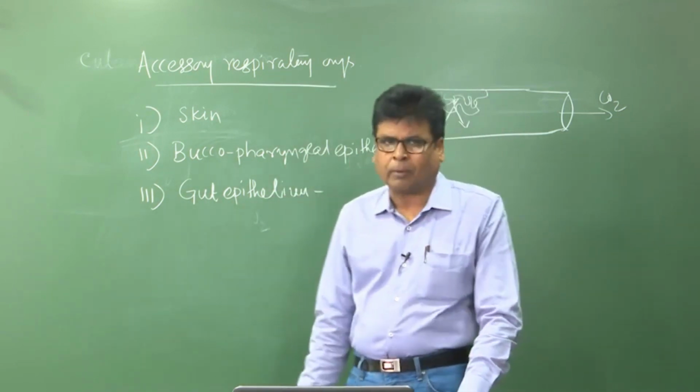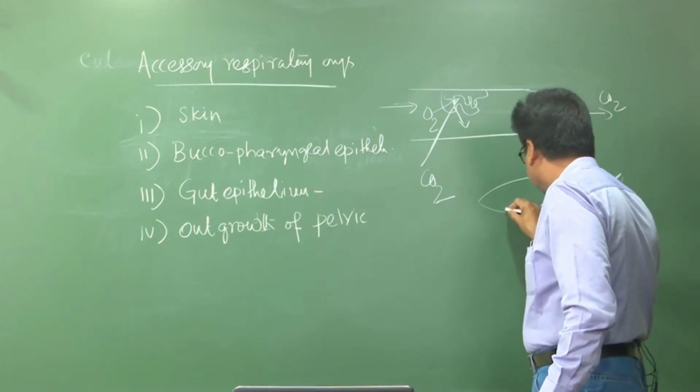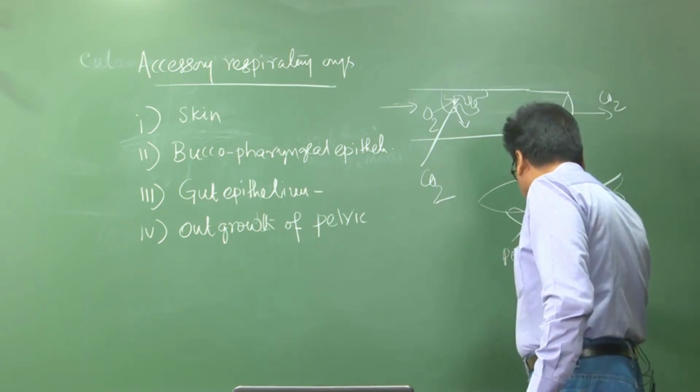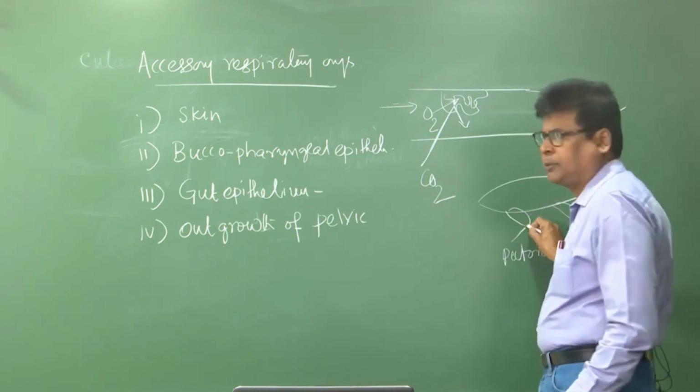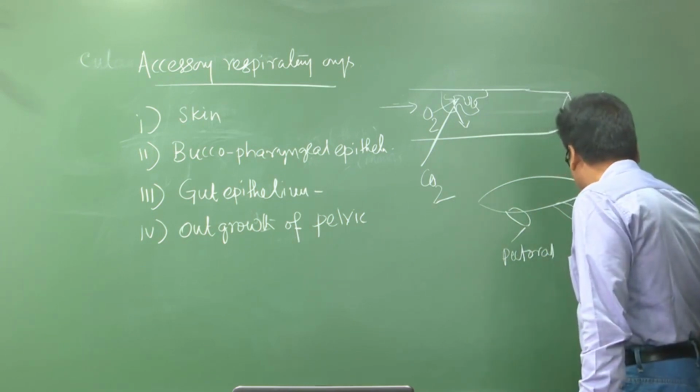So now come to the next one: outgrowth of the pelvic fin in some fishes. So this is pelvic. For example, you see this is a fish, and here this is the pectoral fin, and this is the pelvic fin. You know this is the pectoral, as the fin is present near the pectoral girdle. So this is the pectoral fin, and this is the pelvic fin.